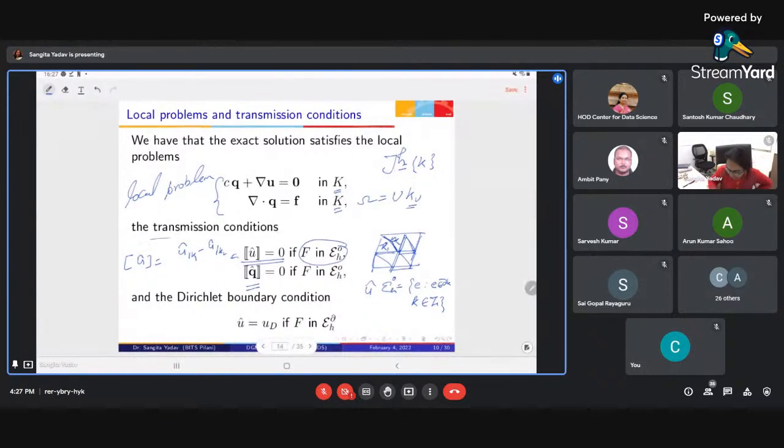faces, and that we call the transmission condition. And then we will require this u hat to take this value, which is given to us, ud, for each edge on the boundary of the domain. So epsilon h boundary is nothing but the collection of all the edges which belong to the boundary of K intersection boundary of omega for some K in the triangulation tau h. Okay. So is the idea clear how we are going to the local problem and transmission condition?